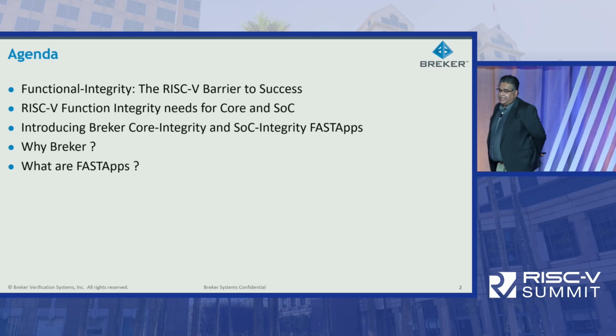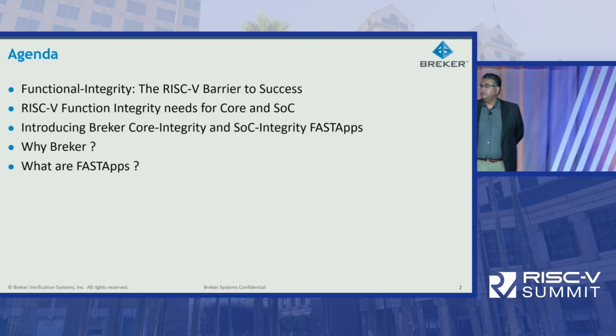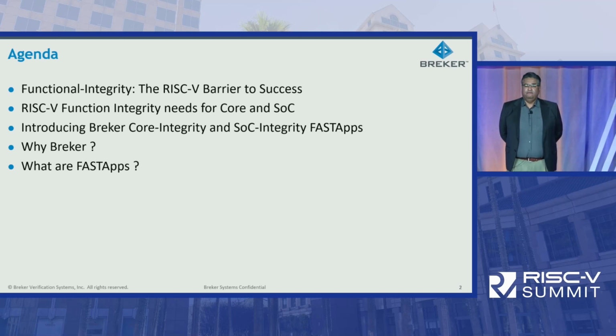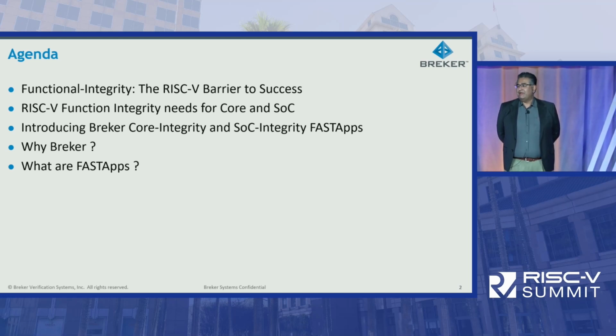The outline of my talk today: we're going to talk a little bit about functional integrity for RISC-V, and the differences in the problems we have to consider when verifying a core, an individual CPU, versus a system or SoC built around that CPU. We'll also talk about the fast apps we've introduced, why Breker thinks it has something to say here, and what we're trying to do about it. Okay?